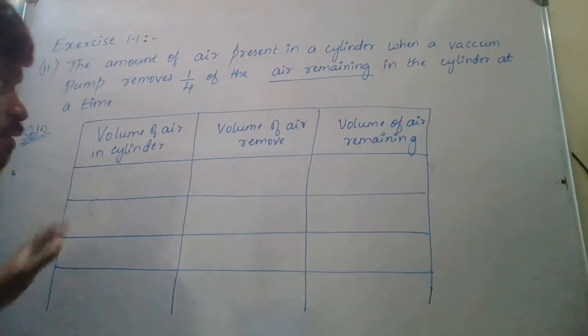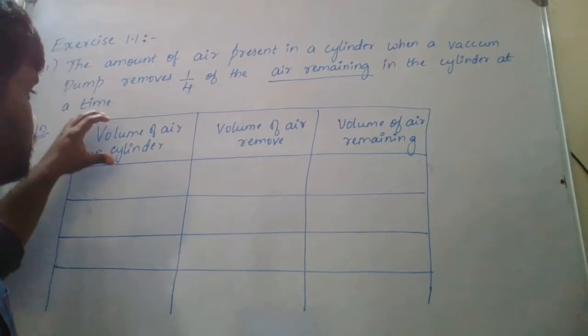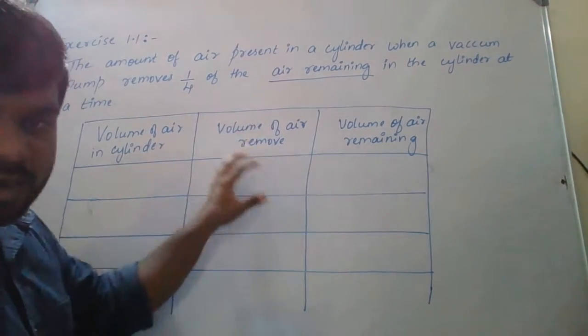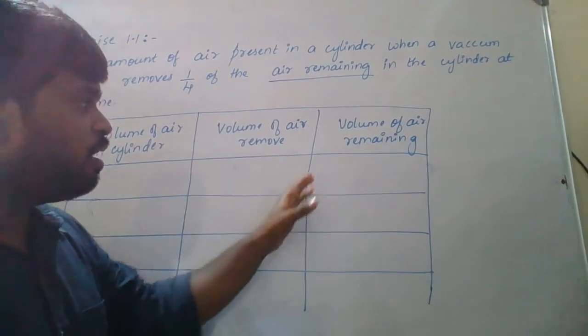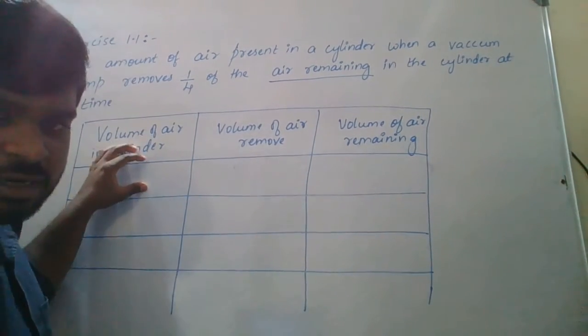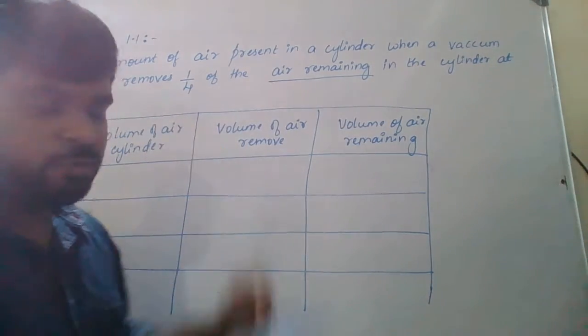Okay, I've taken a table here. I formed a table to understand better. This is the volume of air that is present in the cylinder. We are going to remove some amount of air. After removing, what is the air present in it? Very simple. What is the air in the cylinder? How much we are removing? And what is the air left after removing?